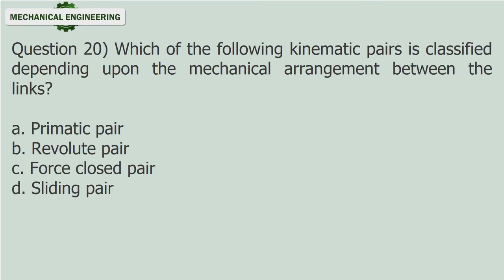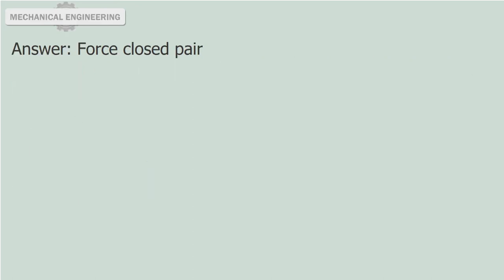Question 20. Which of the following kinematic pairs is classified depending upon the mechanical arrangement between the links? A. Prismatic pair. B. Revolute pair. C. Force closed pair. D. Sliding pair. Answer: Force closed pair.